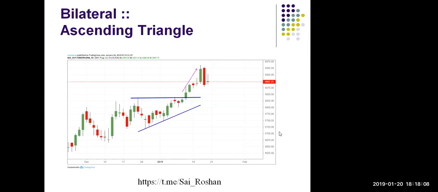It's a bilateral thing, which means the opposite can happen. Let us say instead of going up, it starts coming down, and if it breaks this lower support level, can you see the diagonal support I have drawn where it's taking support? If it breaks that, there is a good chance that it will come down further. That's why it's a bilateral pattern. But mostly the ascending triangle gives you a good breakout in the upper end.